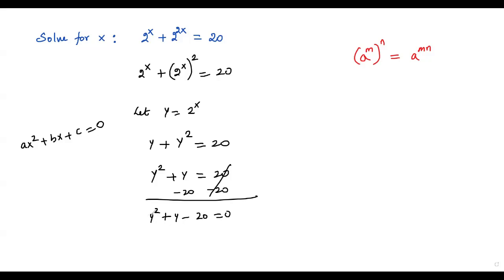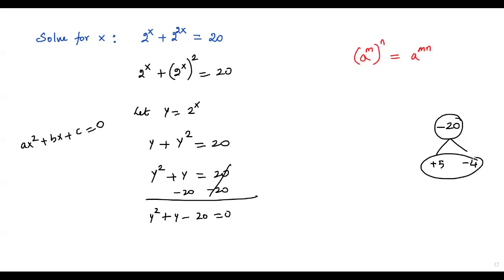Since the coefficient of y square over here is 1, we can take the constant of negative 20, and we have to get two factors for this negative 20, so that the product of the two factors equals negative 20, and the sum of the two factors must be equal to the coefficient of y, which is positive 1. So I think positive 5, negative 4 will satisfy the two conditions.